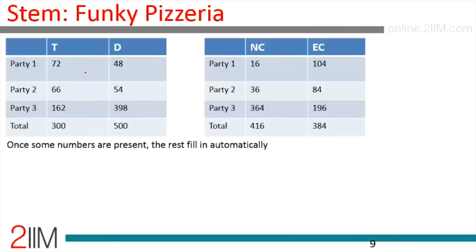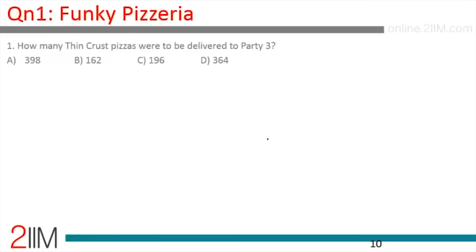And so we've got all numbers here. We know party 1 thin crust, party 1 deep dish, party 2, party 3, and normal cheese and extra cheese for all three parties, and overall numbers. So you've got the entire data set on a platter, and this is a math question, just 4 math questions masquerading as a DILR set. If you know your percentages and your decimals and fractions, we're just writing this straight away. There's nothing here. Okay? So how many thin crust pizzas were delivered to party 3?